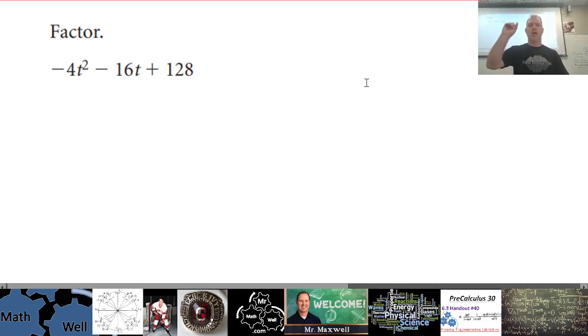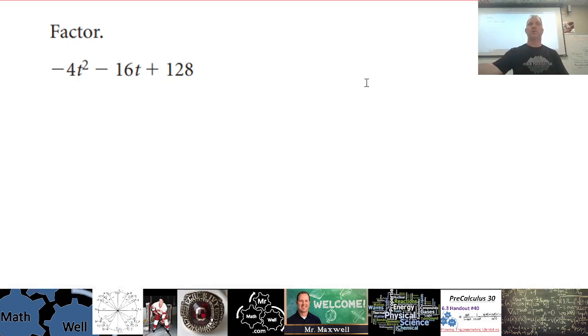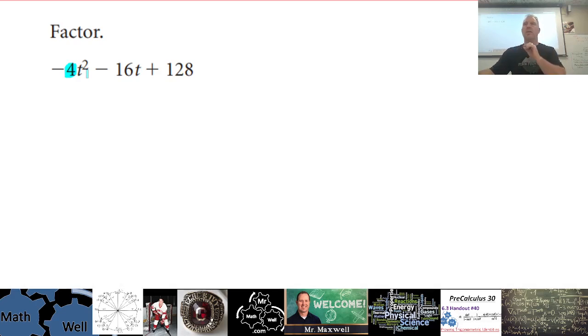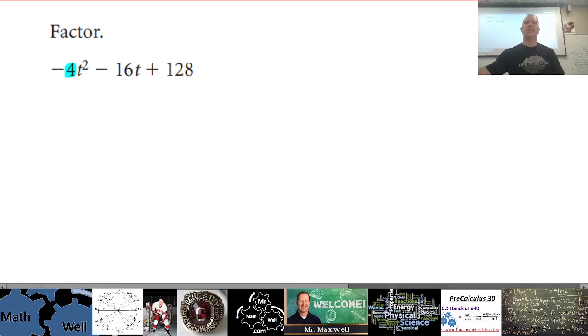Okay, hang on. This is a different type of question. Why is this one different? Because it has a number in front of the square. So this is technically not x squared plus bx plus c. But when we factor anything, the first thing we always should do is see if there's a GCF, a greatest common factor, for all of them. And is there in this one? Yes. So that's what you do first on this one.